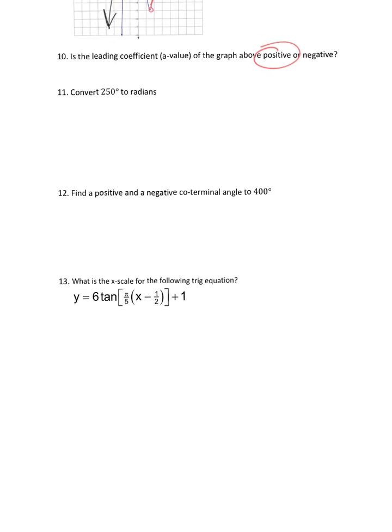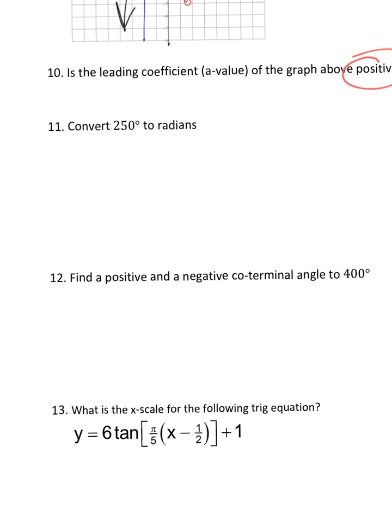Okay, number 11, converting to radians. A lot of us on that test, on that trig test, the first one, had a lot of issues converting between degrees and radians or radians and degrees. So you need to write down the rules for converting on your note card. So convert 250 degrees to radians.